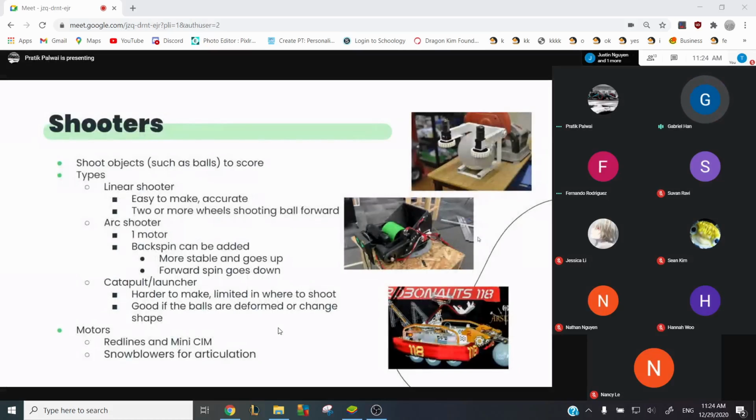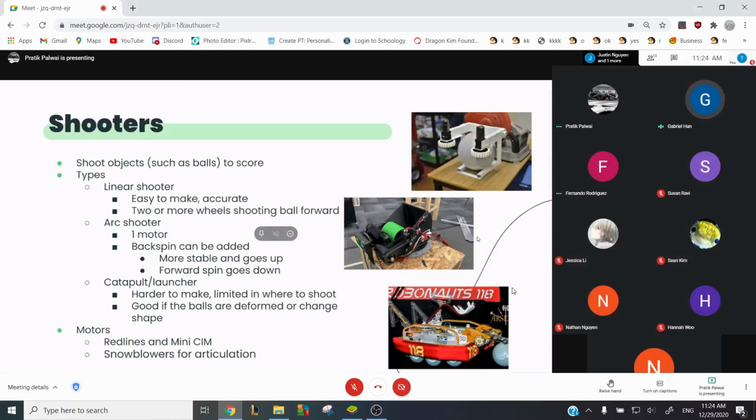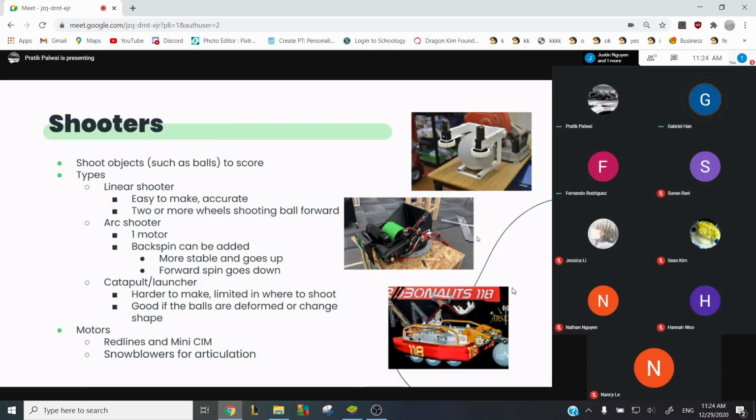All right, so shooters. If you have balls, like last year we had dodgeballs on the field, then you're probably going to have some kind of shooter. Shooters usually shoot balls to score points. There are different types of shooters. The simplest one to make is probably a linear shooter, the one on the top right. It's pretty easy and pretty accurate. It's just 2 wheels spinning, pushing the ball forward.